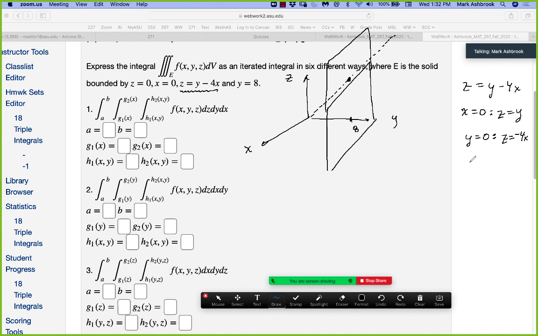And maybe I did z equals 0. Yeah, I did z equals 0. Sorry. Okay, that's right. So z equals 0, I want to do z equals 0. That's easier. So z equals 0 is y equals 4x. There we go. That's what it was. All right.